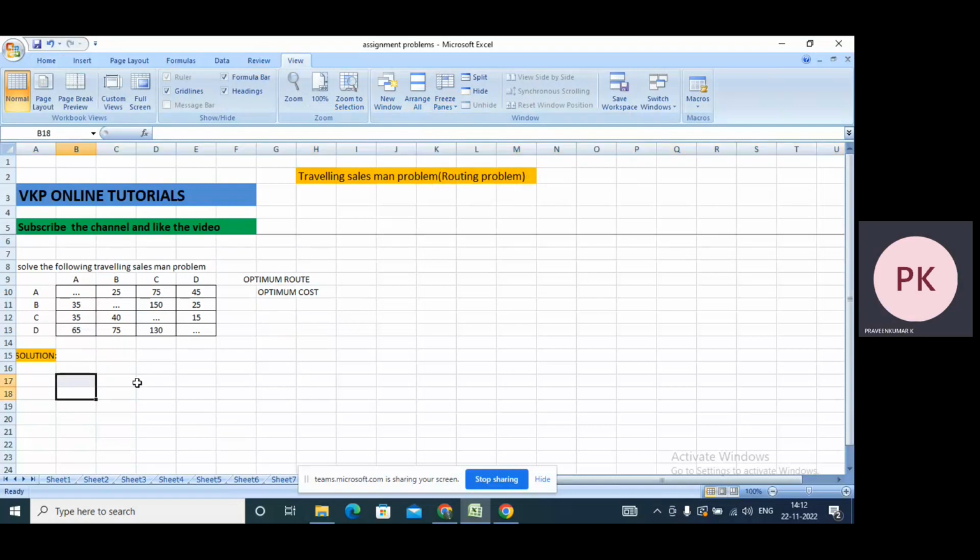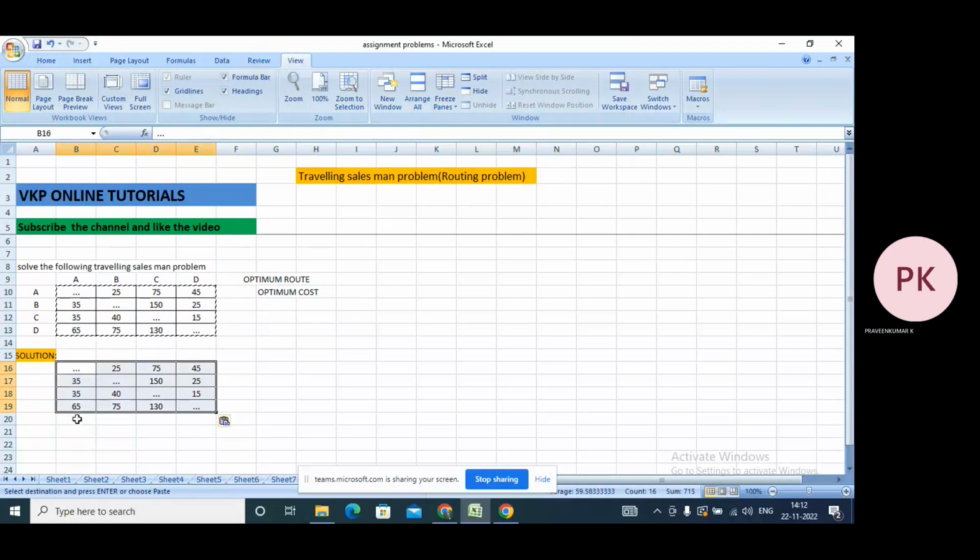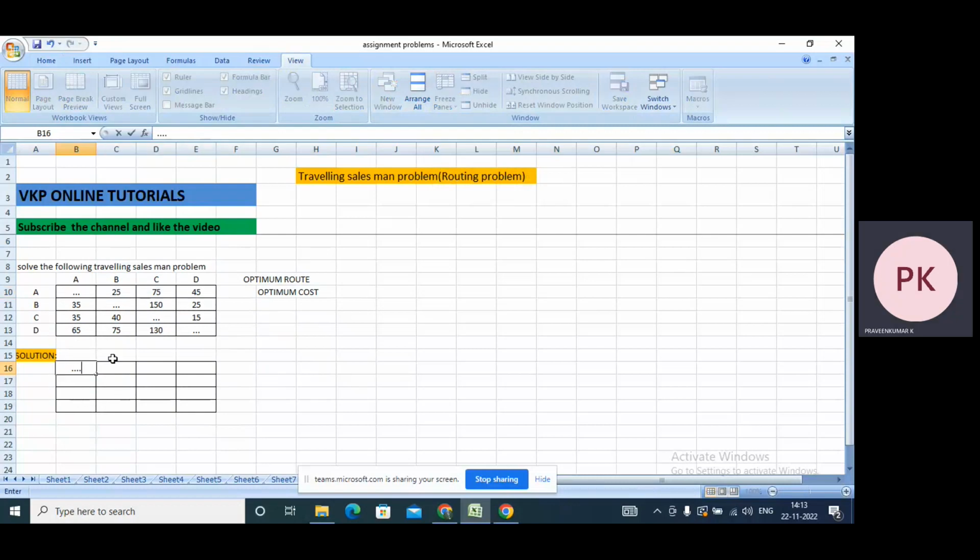So now I apply row reduction. Let us see the first row. I have a cost matrix like this. Select the minimum element in the first row and subtract it from the other elements. Forget about the diagonal elements; I don't want these diagonal elements. So the minimum element in the first row is 25, and subtract 25 from the other elements. So this becomes 0, 75 minus 25 is 50, 45 minus 25 is 20.